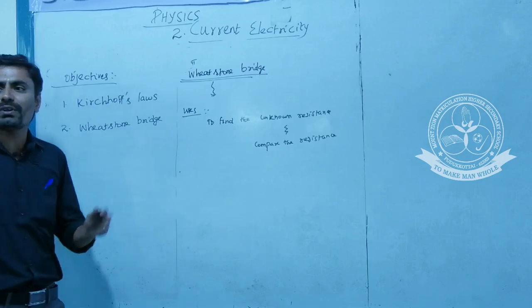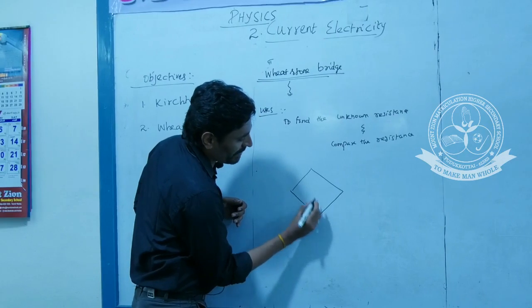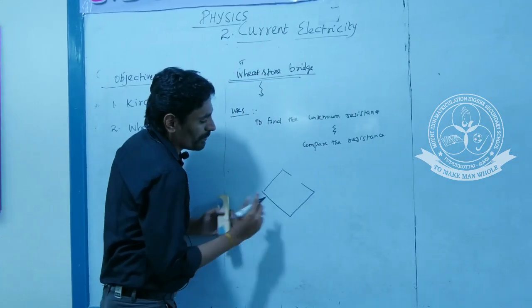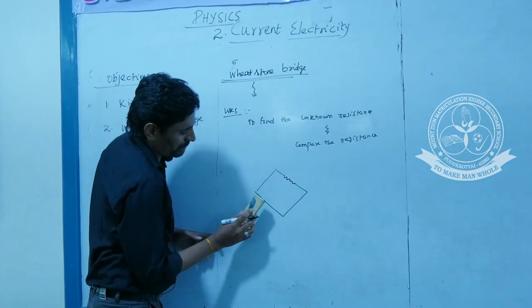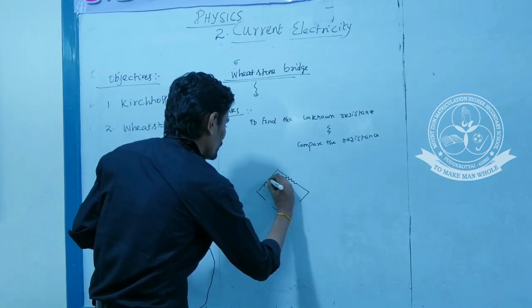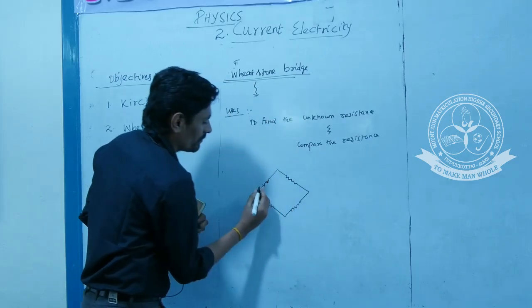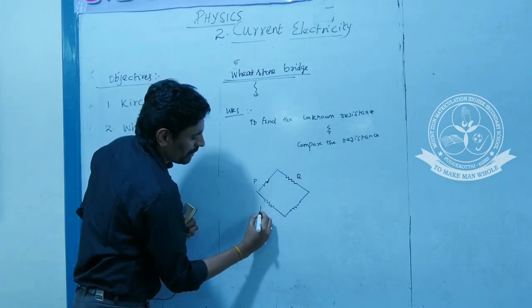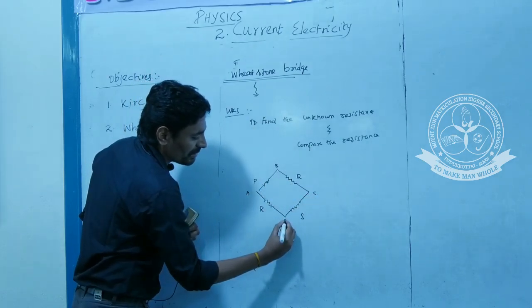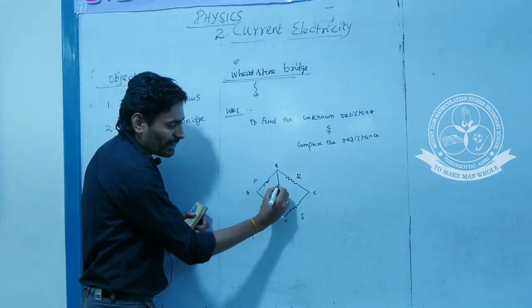The Wheatstone bridge consists of 4 resistors. See the diagram, having the 4 resistors P, Q, R, S connected in a closed loop A, B, C, D. So there is a closed loop. The terminals B and D are connected to a galvanometer.